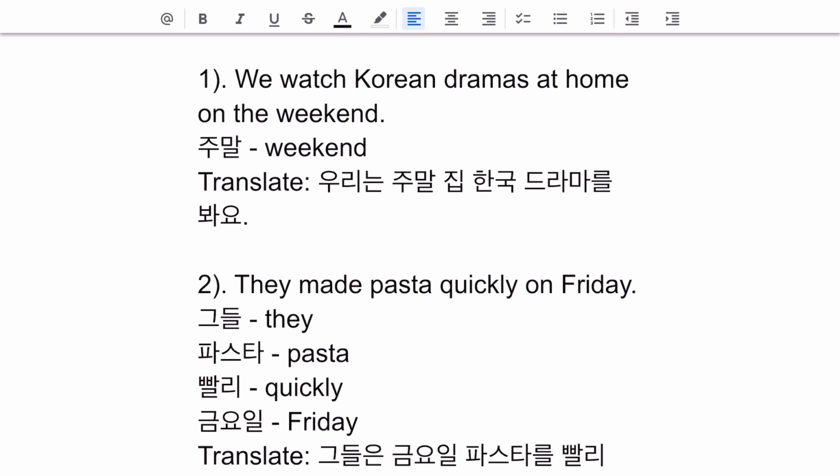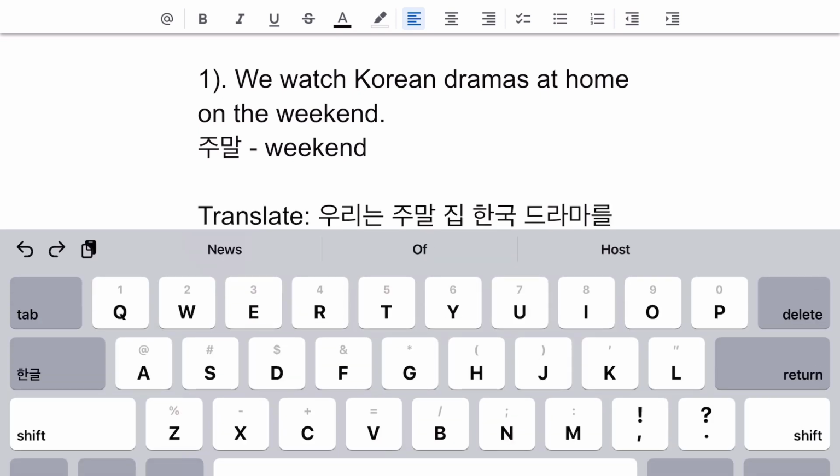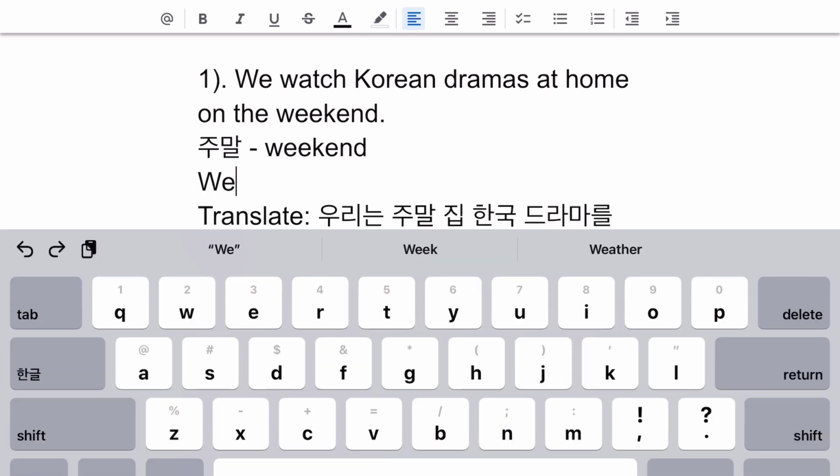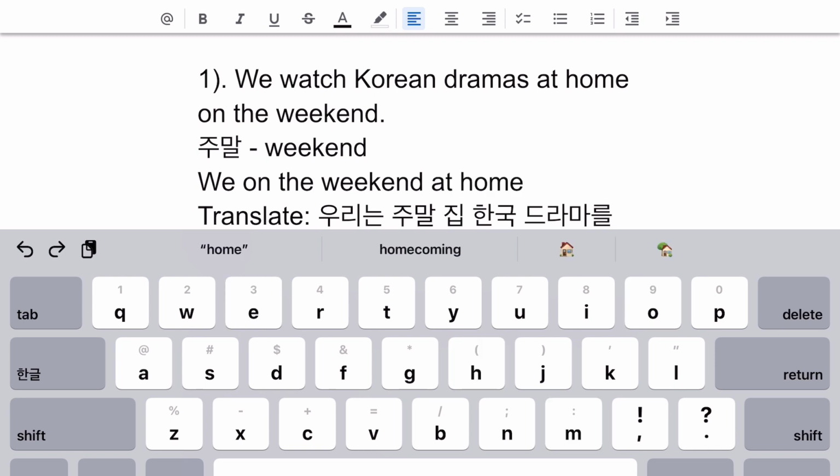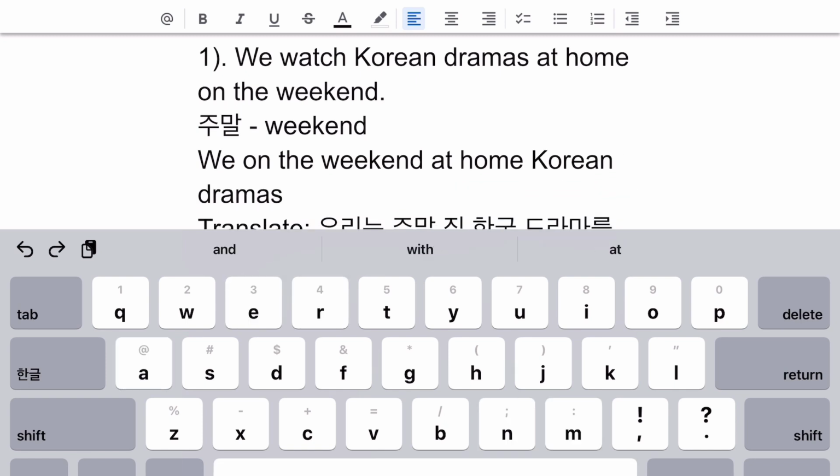So what's our order? First thing to figure out. So we know who is first. Who, we, okay? When are we watching Korean dramas at home? On the weekend, okay? Where are we watching Korean dramas on the weekend? We're watching it at home, okay? What are we watching at home on the weekend? We're watching Korean dramas. That's our object. And then to watch should go at the end, right? It's our order. Who, when, where, what, for.